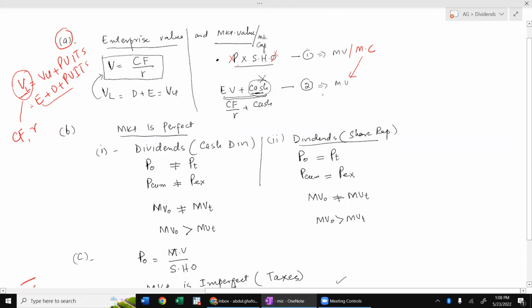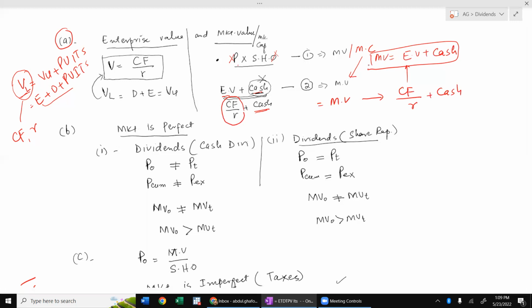Another way is to calculate enterprise value plus cash. In other words, enterprise value I can also write as CF divided by R, plus cash. So it will give you the value of the equity. Market value or market capitalization is equal to CF divided by R plus cash, in other words, enterprise value plus cash. So for the market value of equity, remember this formula.